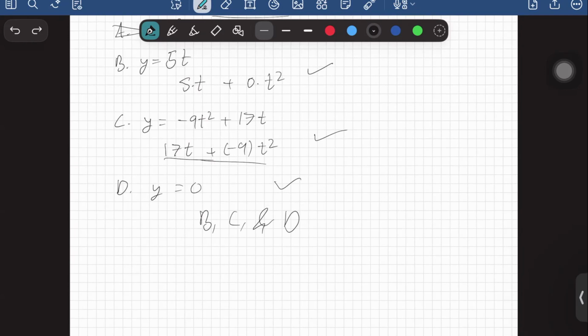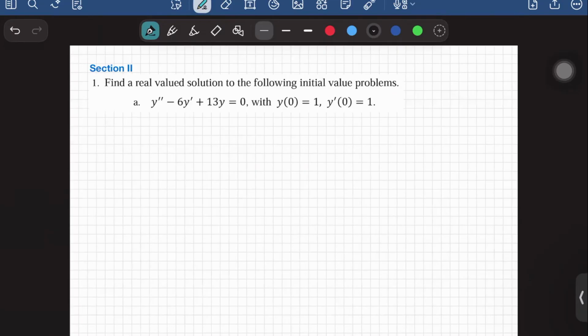So this wasn't too tough, right? Okay, let's run through the next question, where this one says to find a real valued solution to the following initial value problem. The equation given to us is y double prime minus 6y prime plus 13y equals 0, with y of 0 equals 1 and y prime of 0 equals 1 as well.